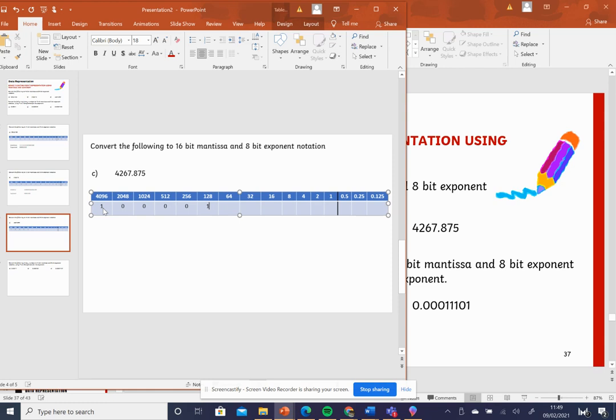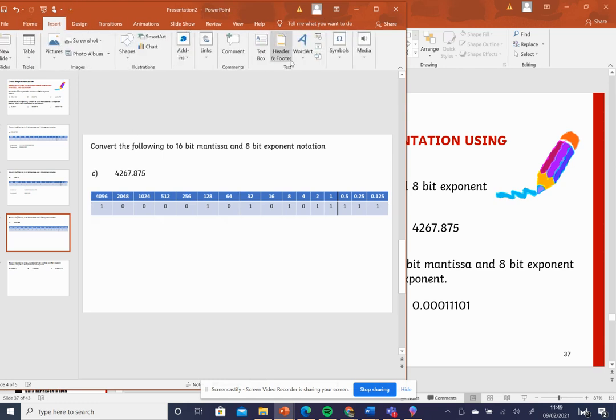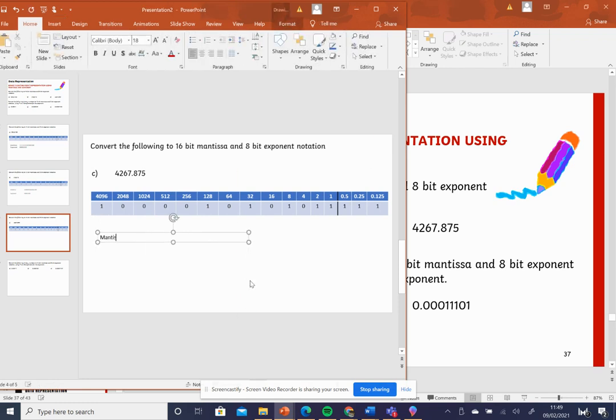We need a 1 under the 128, 0 under the 64, 1 under the 32, 0 under the 16, 1 under the 8, 0 under the 4, 1, 1, and then we need 1, 1, and 1 for those values there. So again, writing down my mantissa value here, that leaves me with 1, 1, 2, 3, 4, 1, 0, 1, 0, 1, 0, 1, 1, 1, 2, 3.